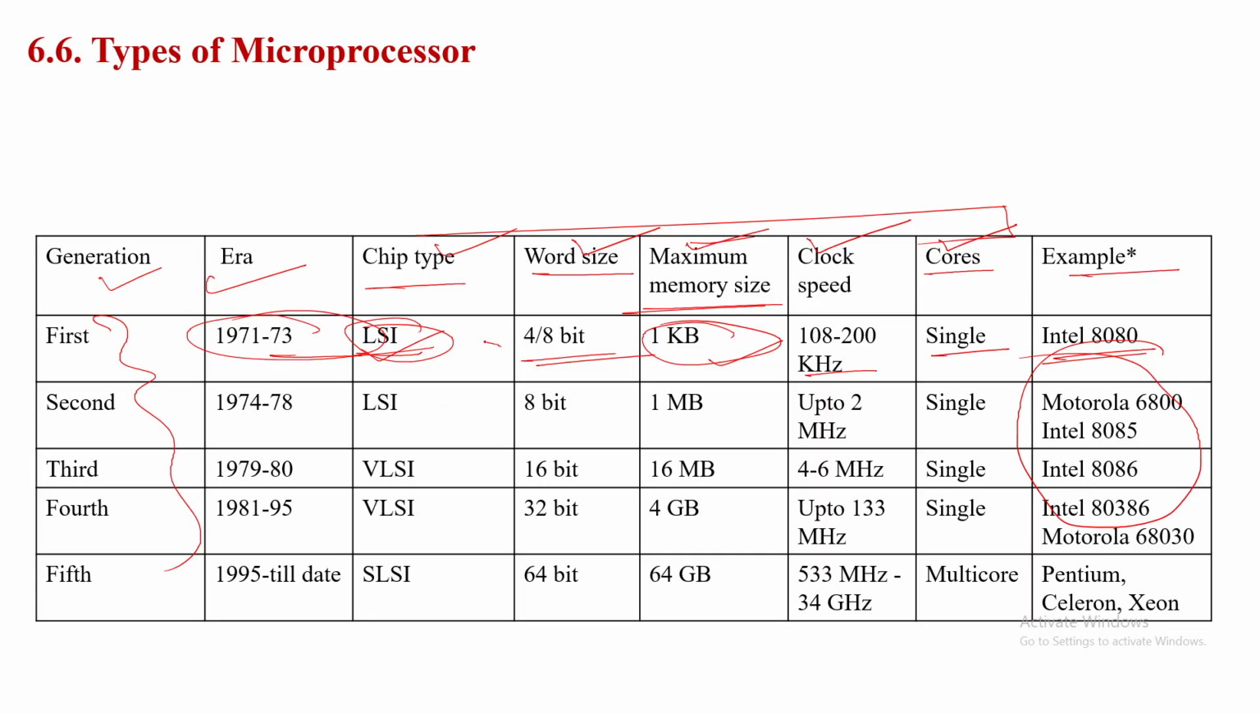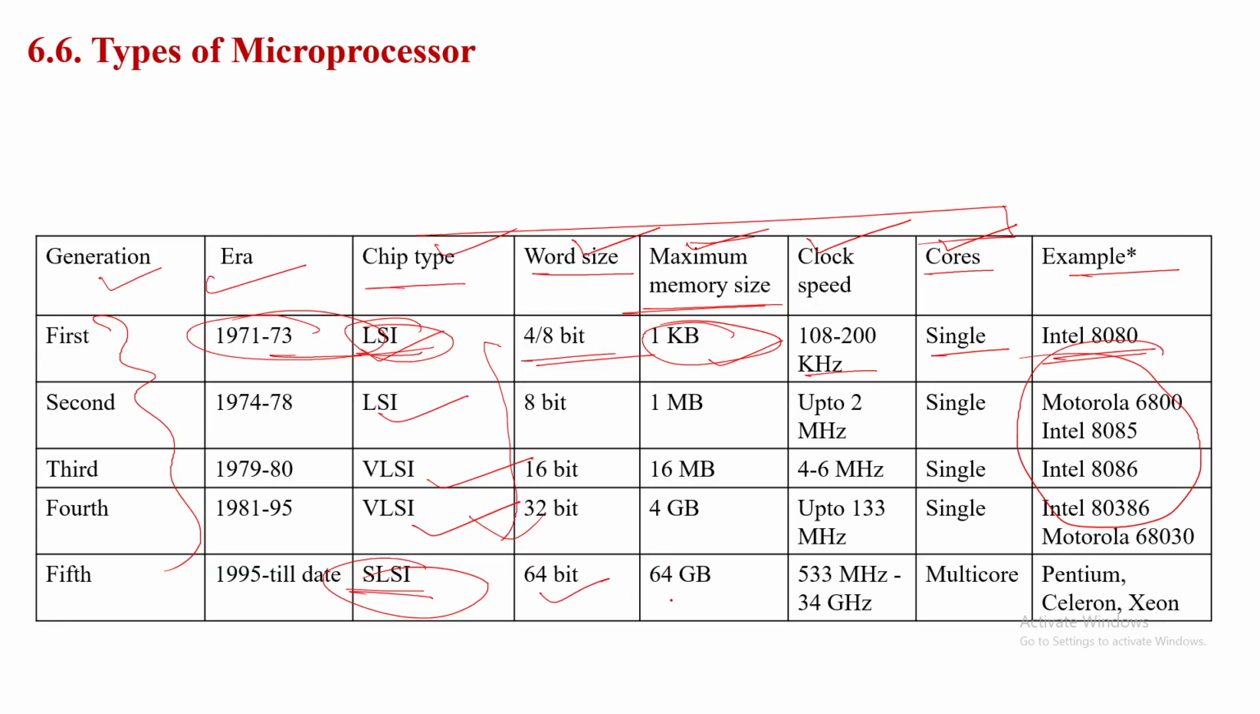Here, look at the chip type. Second generation, large scale integration. Third generation, very large. Then afterwards, very large. Fourth and fifth, small scale integration. Okay, SLSI, I don't remember the exact full form at this time.